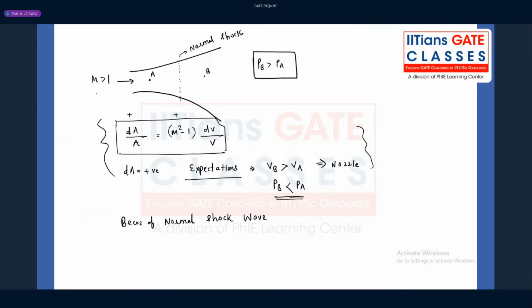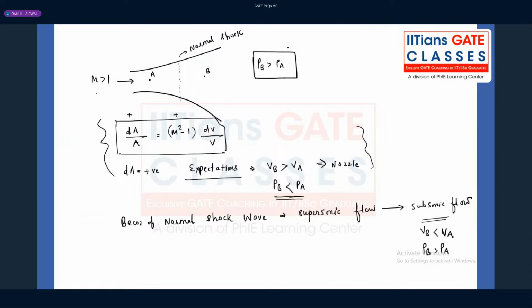Because of the normal shock wave, supersonic flow gets converted into subsonic flow. Subsonic flow means the velocity will decrease, and when the velocity decreases, the pressure will increase. So, what is the exact reason for this happening?